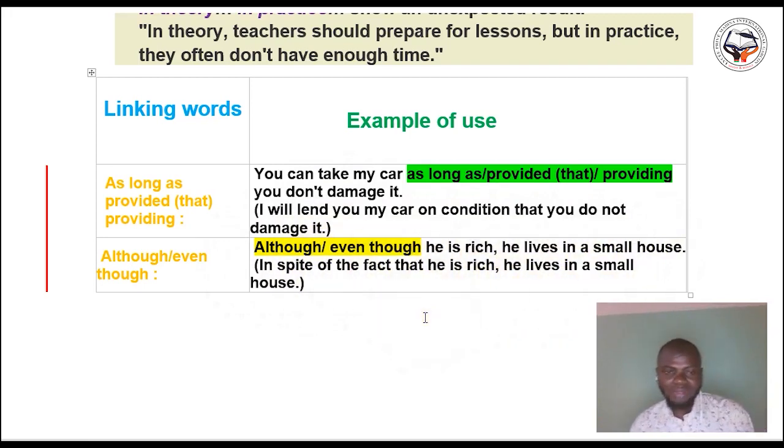I can have money and live in a small house. So having money is not a synonym of living in a big or large house. It depends on everybody. I can be rich and live in a small house, and the same way I can have money and live in a large house. Living in a big house is not a synonym of being rich. So it is a choice. In spite of the fact that he is rich, he lives in a small house.